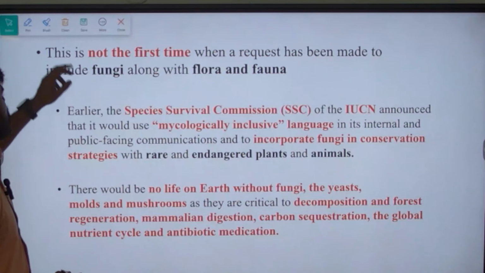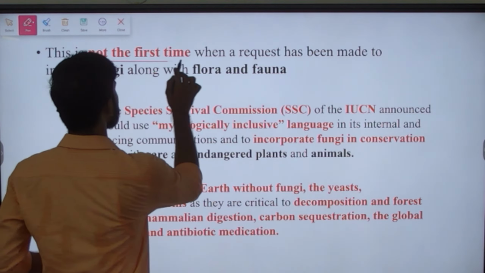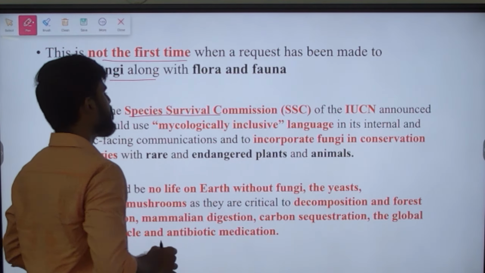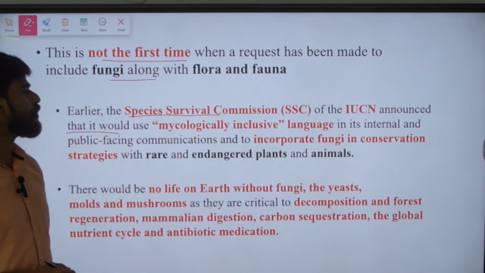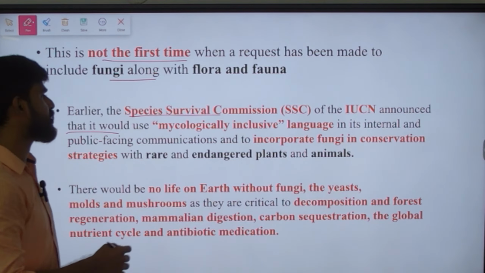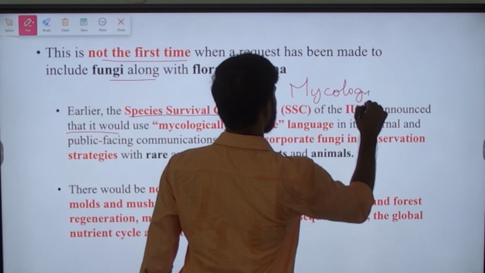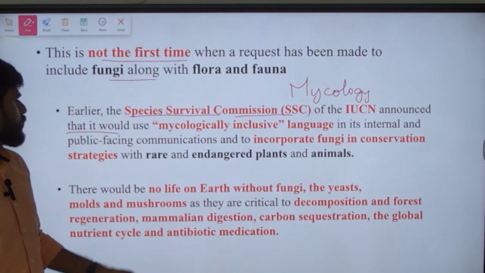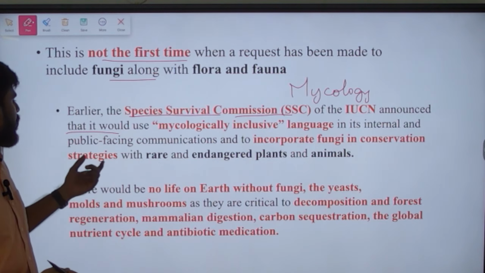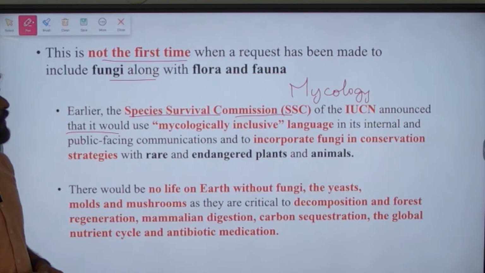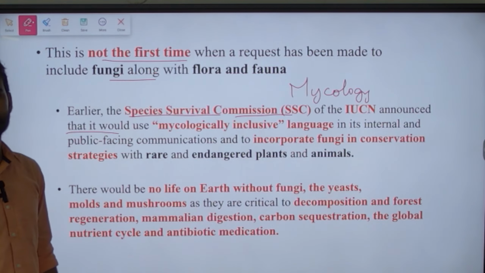Next, is this the first time that such a term is given a push? No, even earlier, Species Survival Commission of IUCN has announced that it would use mycologically inclusive language. What is mycology here? Mycology means scientific study of fungi. So what this commission has said, it said that it would use mycologically inclusive language in its internal and public facing communications, and to incorporate fungi in conservation strategies with rare and endangered plants and animal species.